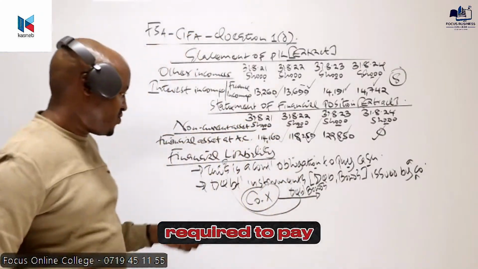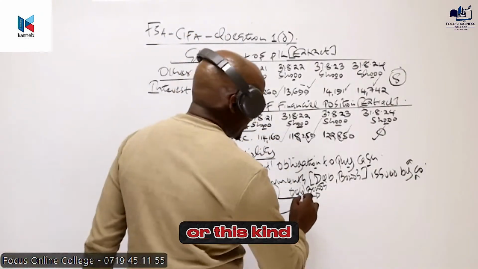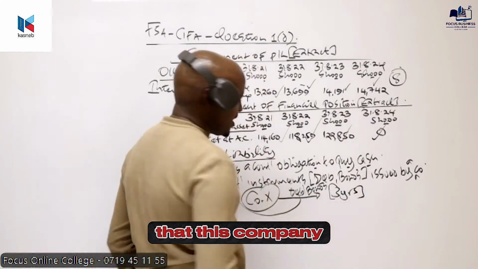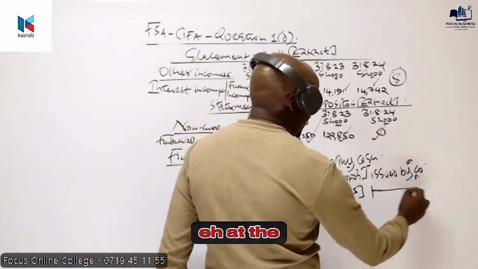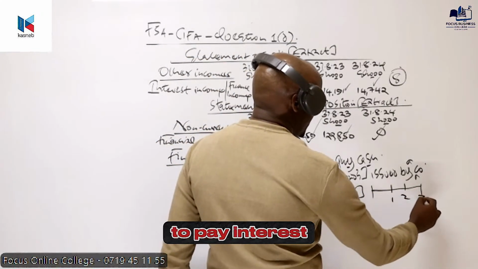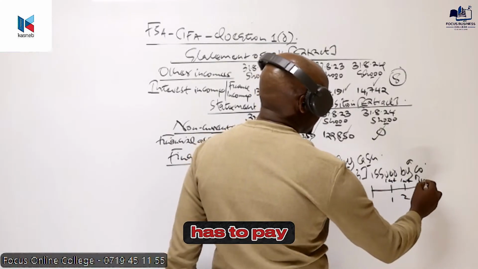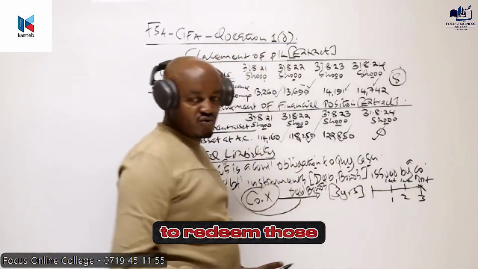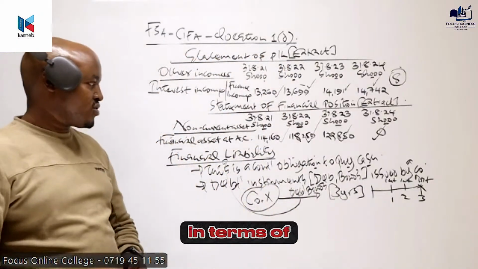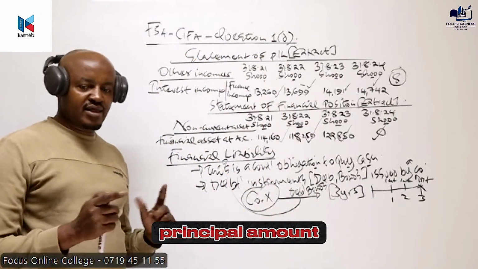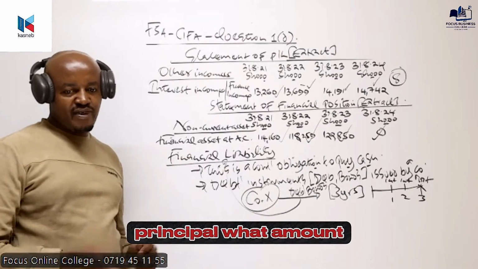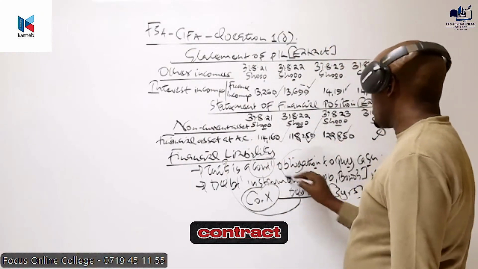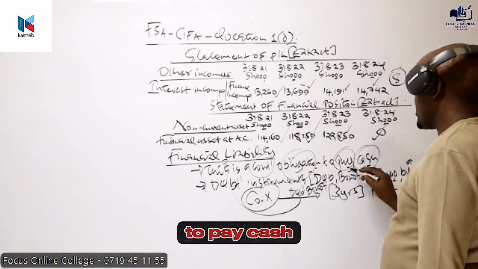Now, which cash will our company be required to pay here? Assuming our company issued bonds or debentures having a life of 3 years, it means that over the next 3 years, at the end of each year, our company has to pay interest. Once the 3 years come to an end, the company will have to redeem those debentures or bonds in terms of paying back the principal amount. So here you can see our company has entered into a contract, and in that contract, the company has an obligation to do what?